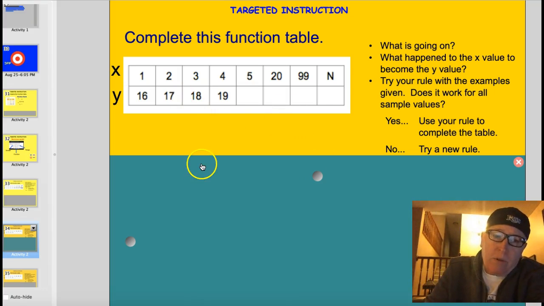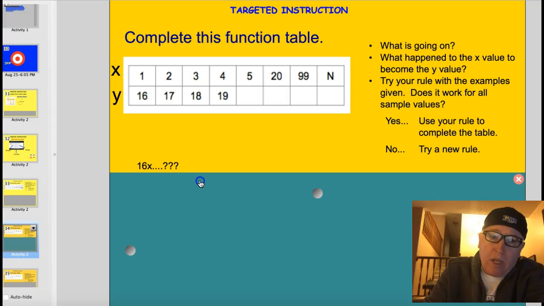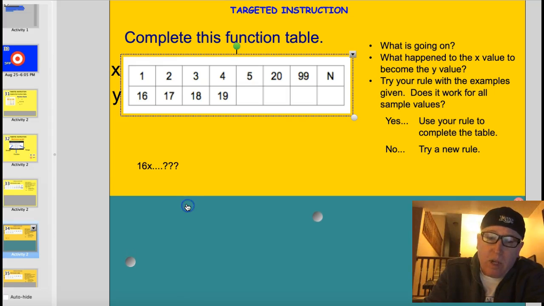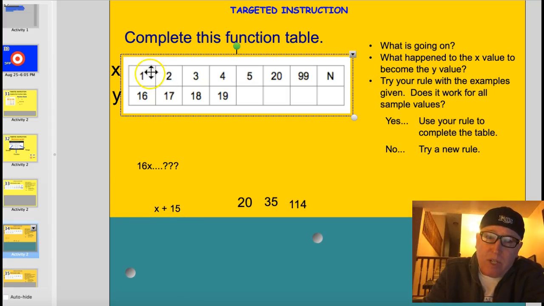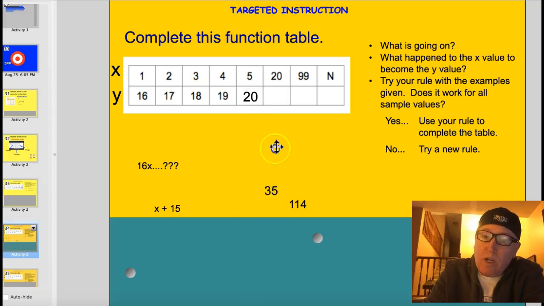All right, my first thought was that this one here would be times 16. 1 times 16 is 16. 2 times 16 is not. So, that rule's not going to work. So then I tried, how about plus 15? 1 plus 15 is 16. 2 plus 15 is 17. 3 plus 15. 4 plus 15, I've got it. 5 plus 15 is 20. 20 plus 15 is 35. 99 plus 15 is 114.